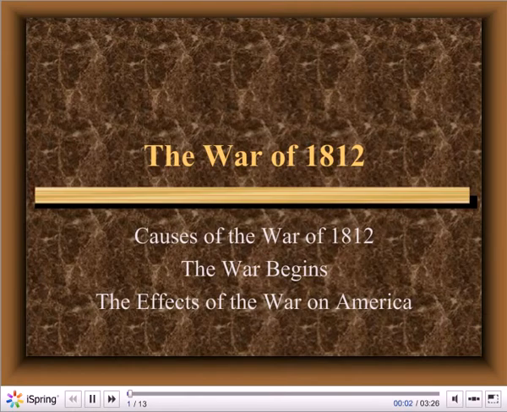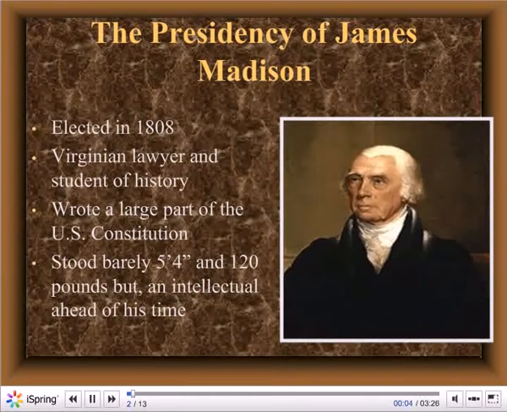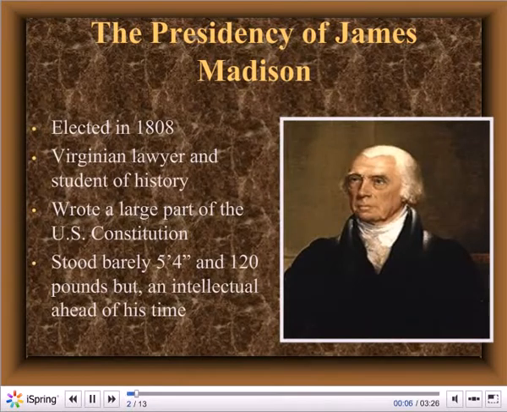The War of 1812. Presidency of James Madison. He was elected in 1808. He was a lawyer and a student of history. He wrote part of the Constitution.